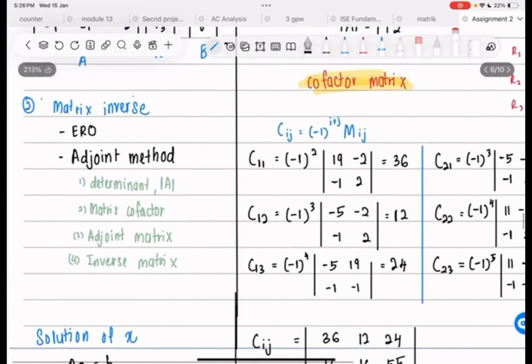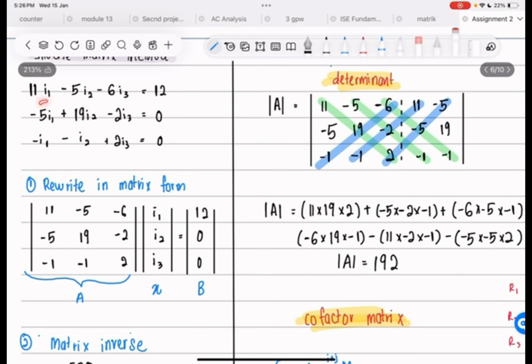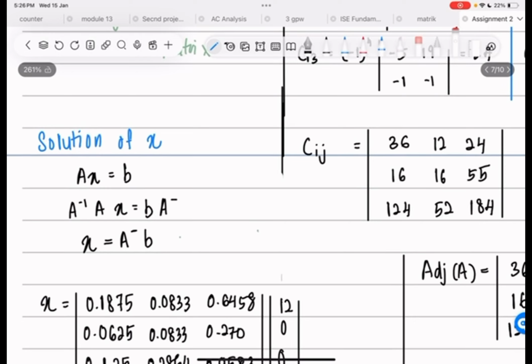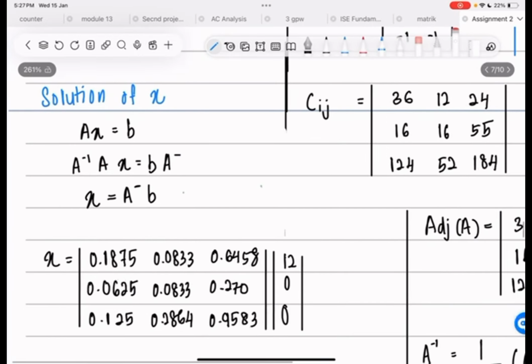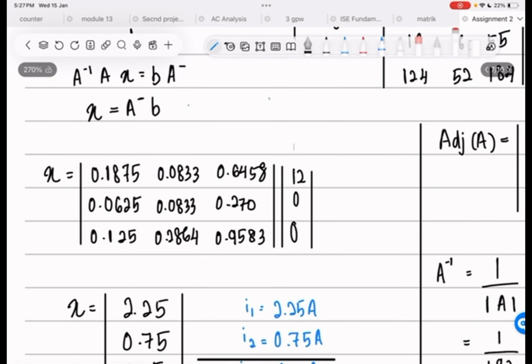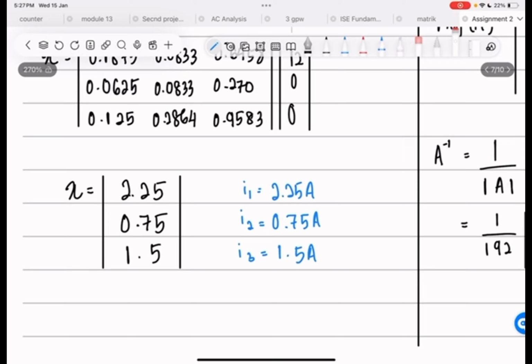So back to our main focus, which is solving this linear equation, where we want to find I1, I2 and I3. We use the basic formula of matrix, which is AX equals B. We want to remove this A from the left side, so we will multiply both sides with inverse A, and this one will become 1. So the final formula will become X equals A inverse B. The final step of the calculation is multiplication of both matrices. This is inverse A and this is matrix B. So multiply by using matrix multiplication, and the final answer is this. We can see I1 is equal to 2.25 amperes, I2 equals 0.75 and I3 equals 1.5 amperes.